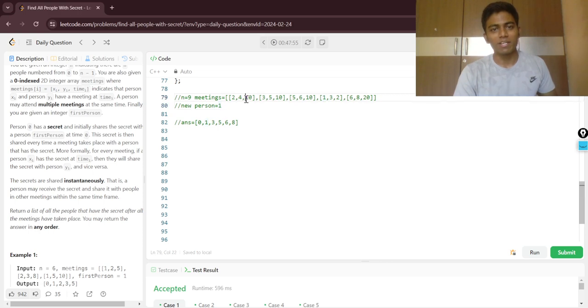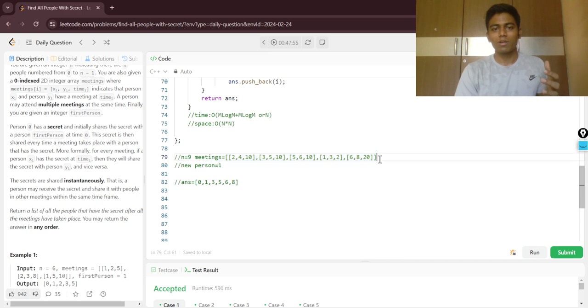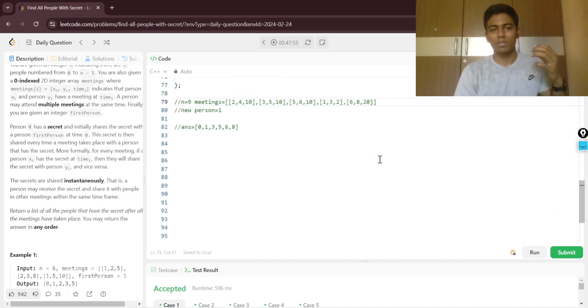Let's say this is a meeting which is going to be held at time 10, and this is a meeting which is going to be held at time 2. As we can see, the meeting which is scheduled at a later point of time cannot be done before this particular time. So we need to sort the meetings based upon the meeting time.